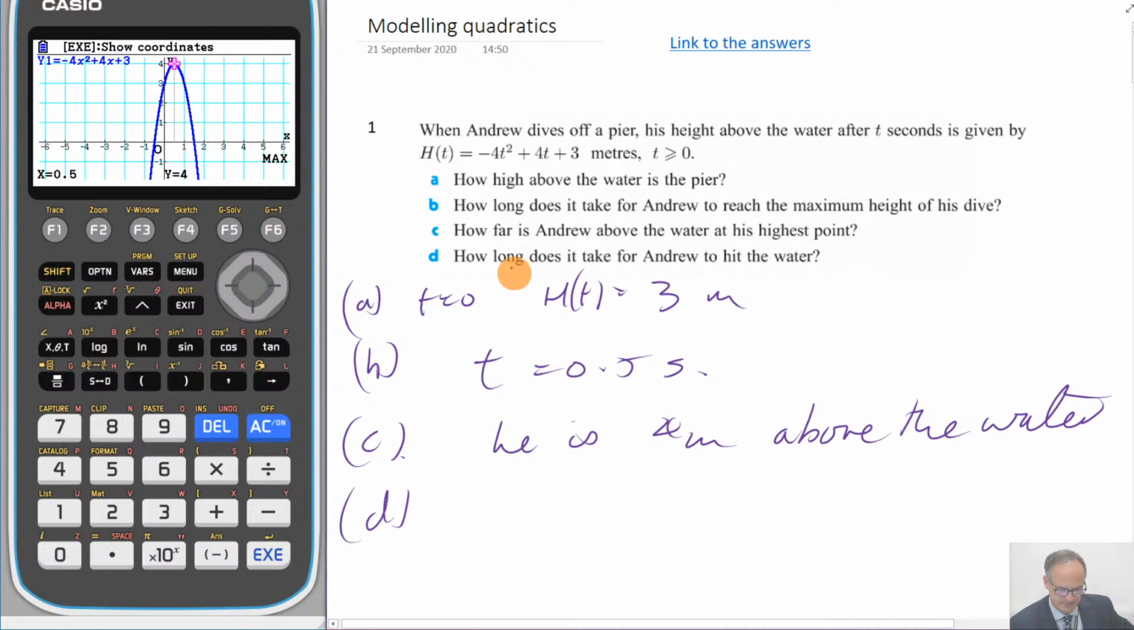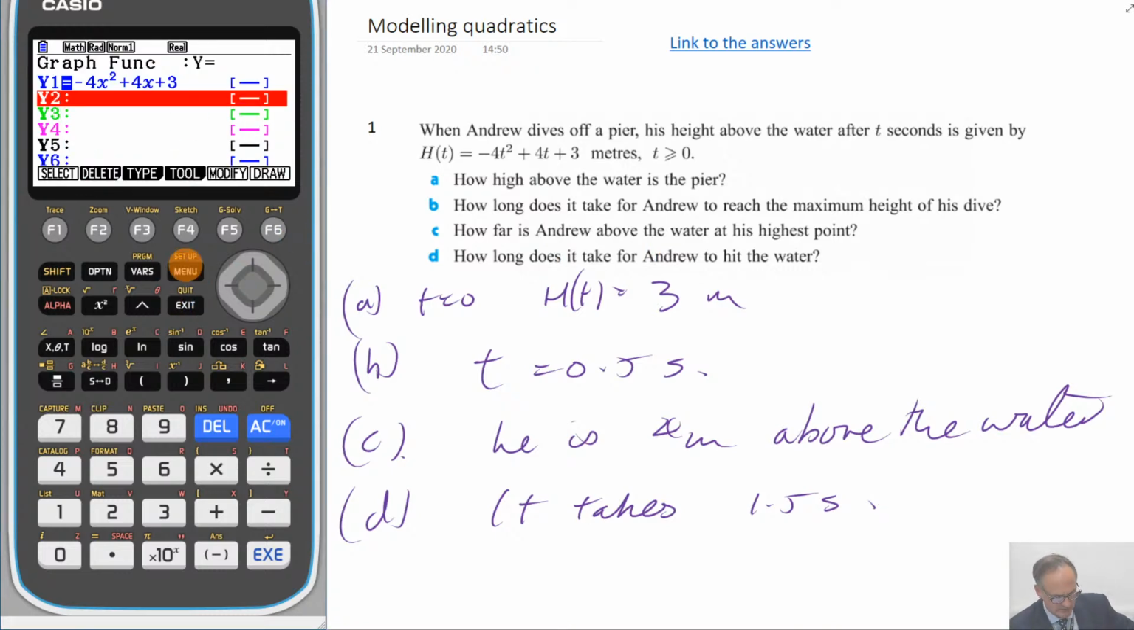Okay. And then part D. How long does it take for Andrew to hit the water? Now he hits the water when he gets to 0. So we could again use the graph solver, and we can look for where the root is, because that gives you where it crosses the x-axis. Is one way. So it could be minus 0.5. Well, t can't be minus 0.5. So we can go to the next value, press the arrow, and it gets you the x equals 1.5. So therefore it takes 1.5 seconds.